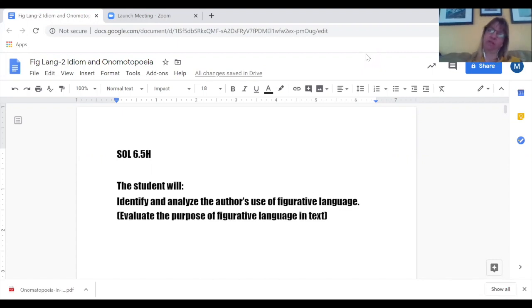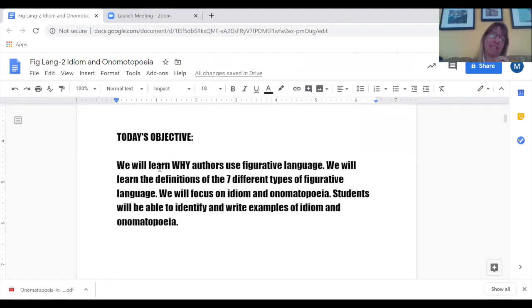on our discussion about figurative language. So again, we are talking about SOL 6.5H, in which students will identify and analyze the author's use of figurative language in a text. But what we're going to focus on today in our objective is we're going to learn why authors use figurative language. We're going to go over those definitions of the 7 types of figurative language that we introduced yesterday. But today we're going to focus on idiom and onomatopoeia. It's a long word, onomatopoeia, and I've spelled it wrong every time I've tried to type it. But we're going to learn what they are and how to use them and why they're important.